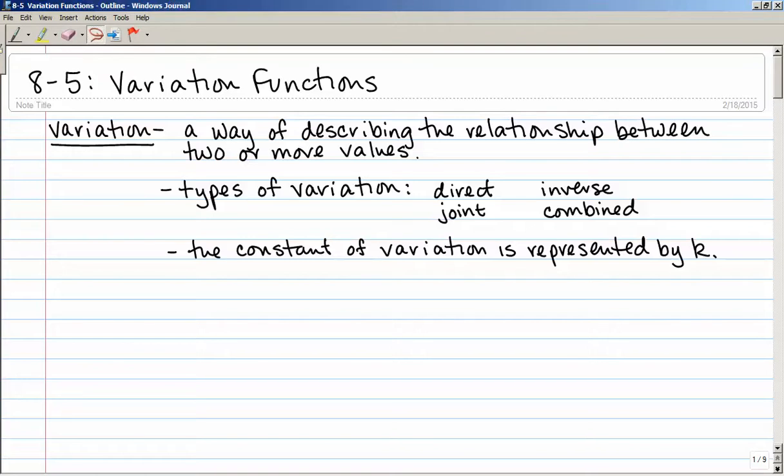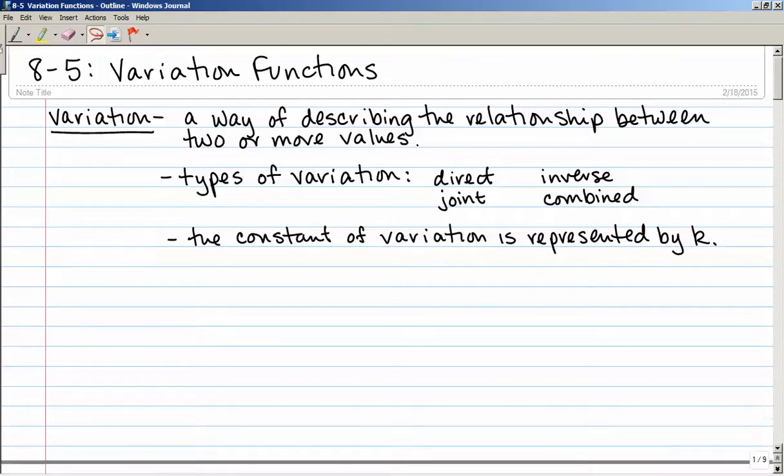Section 8.5 is on variation functions. Variation is a way of describing the relationship between two or more values. And we're going to take a look at 4 different types of variation: direct, inverse, joint, and combined. The constant of variation in each of these cases is represented by the letter K.